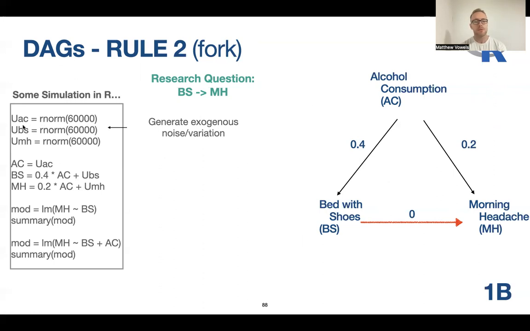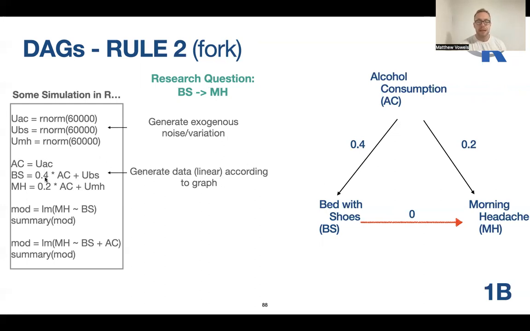So we go through the same process. We specify UAC, UBS, and UMH. We use 60,000 data points again to avoid issues with finite sample variation. We generate these data according to this graph. You can see that AC, alcohol consumption, has no parents besides its own random noise. We assume that there's an identity function between the random noise and the variable, so we just pass the noise straight through. In fact, you don't even need to arguably specify UAC here if nothing happens in this step.